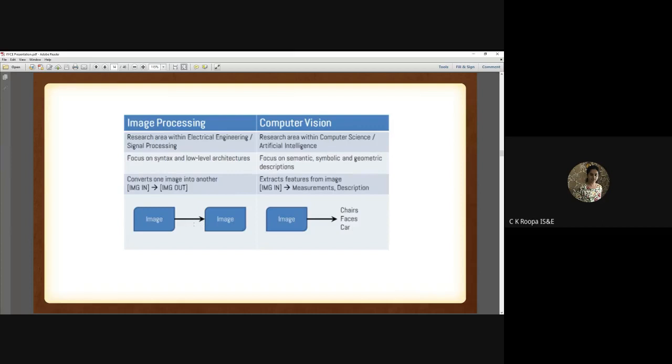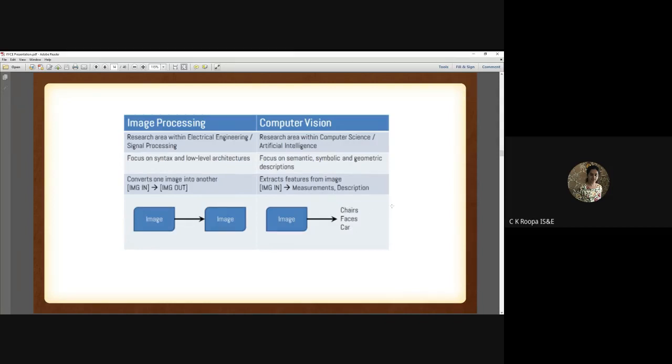The third difference is a very interesting one. In image processing, you give an image, and the output that you get will be an image. Whereas in computer vision, you give an image, and what are these? Can anyone tell what these are? Chairs, faces, and car. They are objects, but more technically, what do you call them in the domain of computer vision?